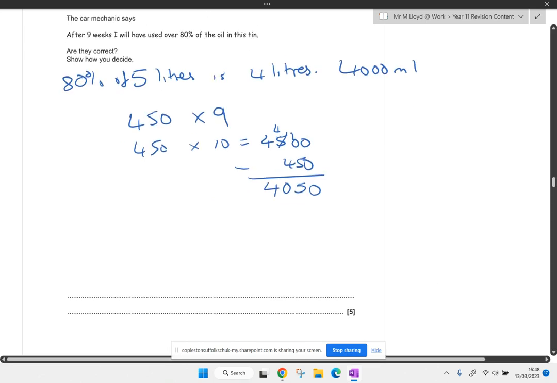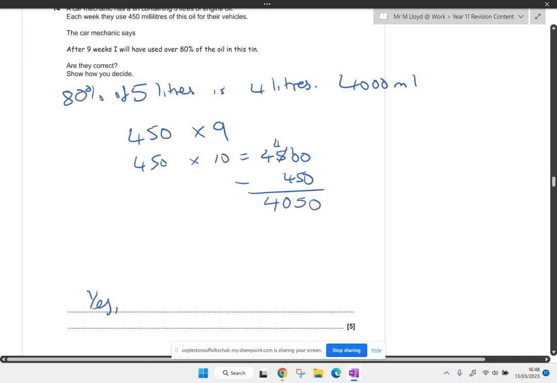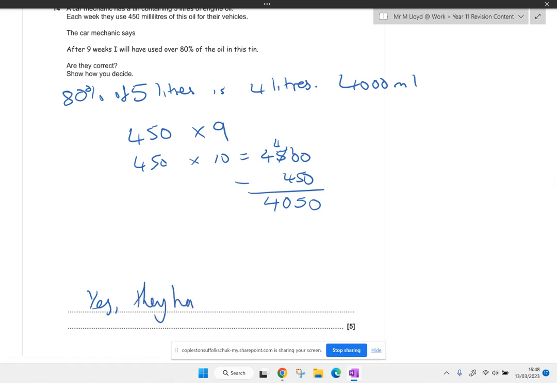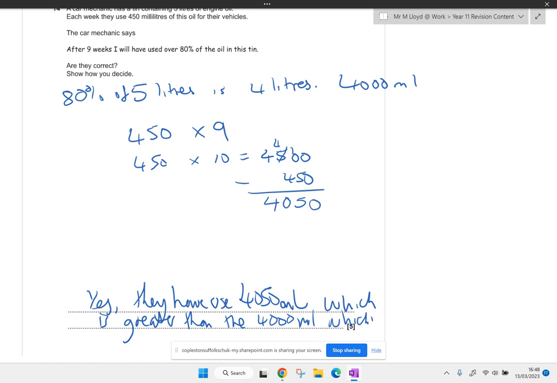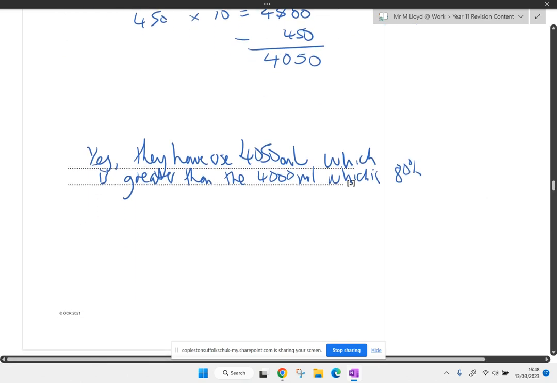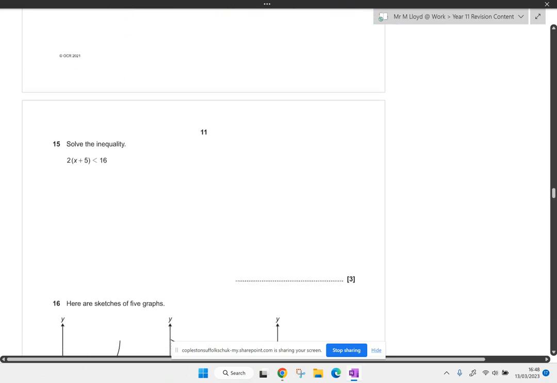So yes, they are correct. So we have to put yes. And then you'll write they are correct and say they have used 4050 millilitres, which is greater than the 4,000 millilitres, which is 80%. Okay, so we've then brought those values in as the context.